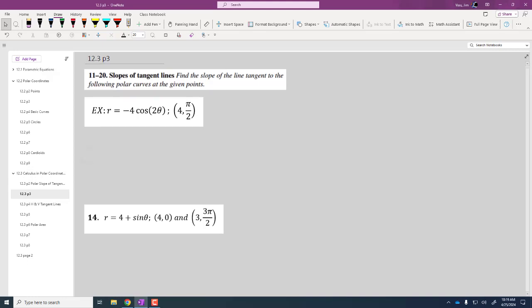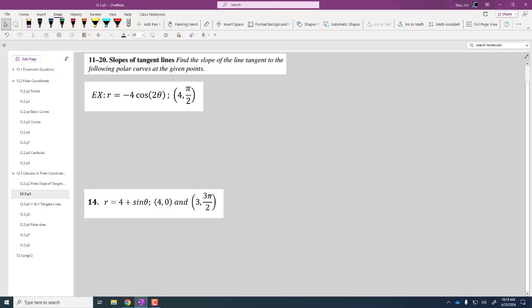Okay, so let's go ahead and try this. So here we have slopes of tangent lines. Find the slope of the tangent line to the following curve. So first off, it's very helpful to just make an acknowledgement when you have a polar curve and when you have a parametric curve. So that is a polar curve. Polar curves have r's and thetas. So we've got a polar curve there.